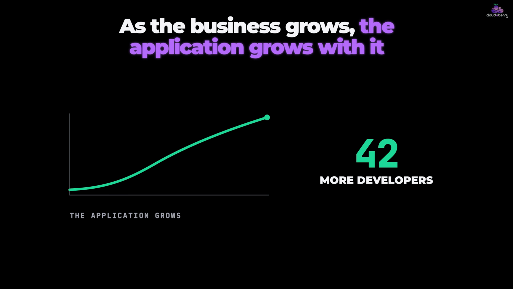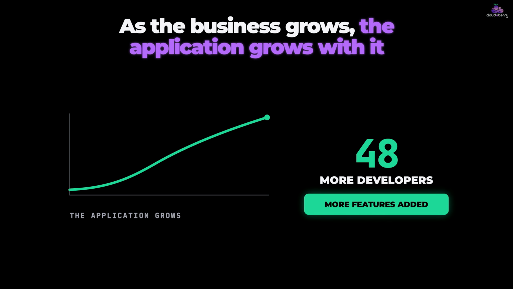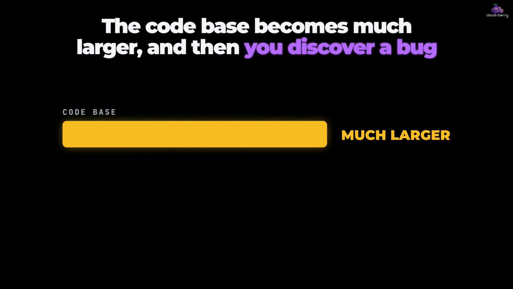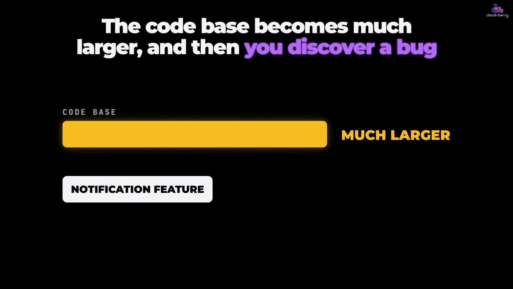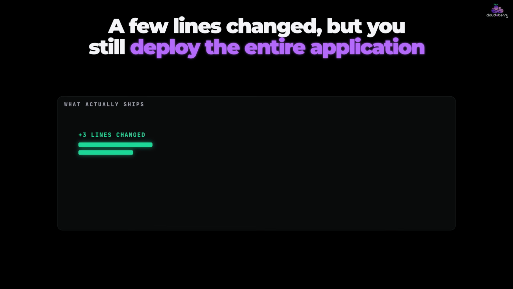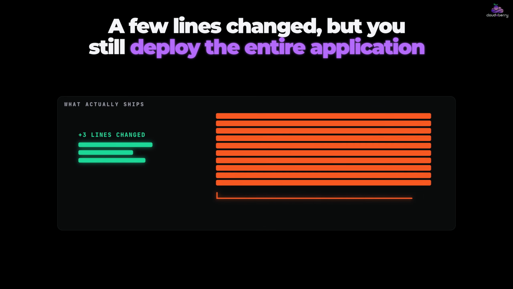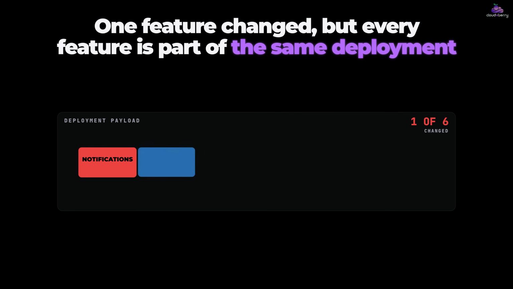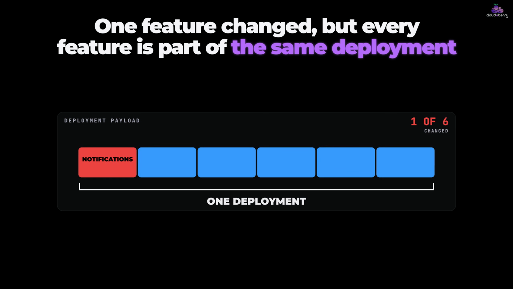As the business grows, the application grows with it. More developers join the team, more features are added. The code base becomes much larger. Now, imagine you discover a small bug in the notification feature. You only changed a few lines of code, but because everything is packaged together, you still have to build, test, and deploy the entire application. Even though only one feature changed, every feature is part of the same deployment.